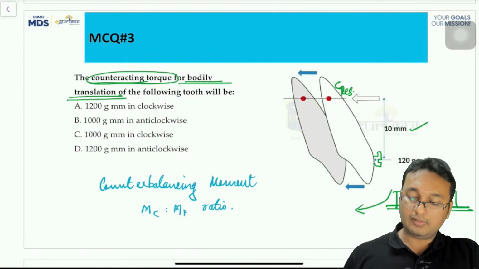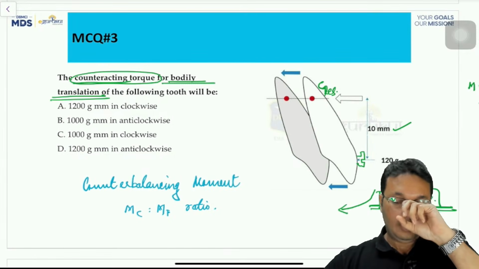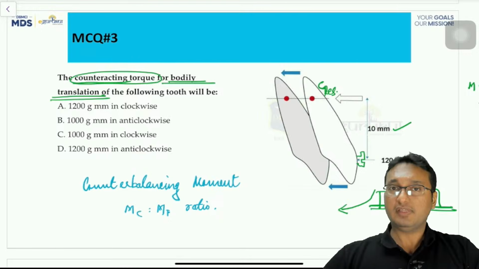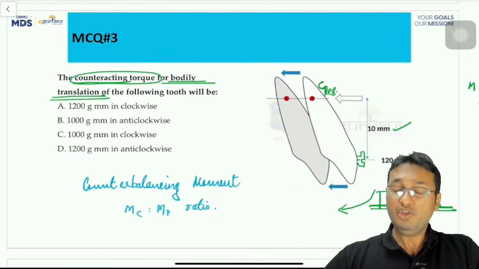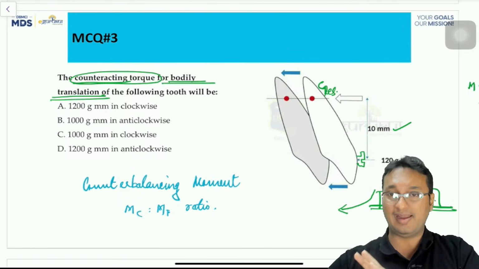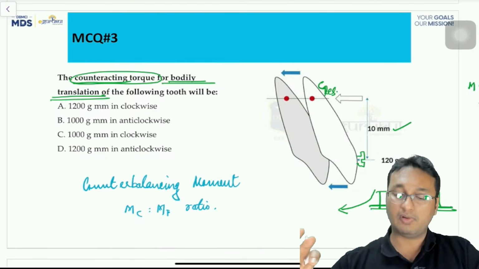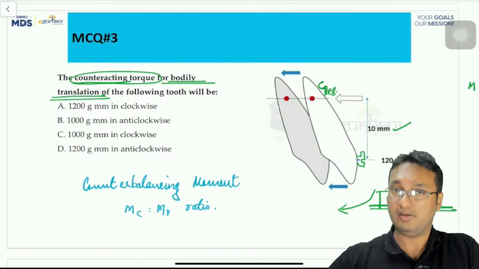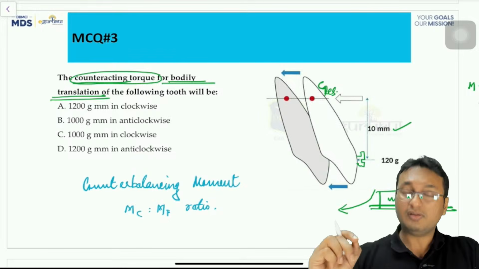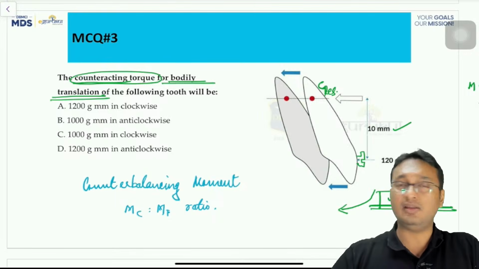Now what is the concept of counterbalancing moment first of all? In most clinical situations, you use a fixed orthodontic appliance. Very rarely nowadays do we use removable appliances, other than aligners. Aligners is a separate topic altogether; we are not talking about aligners. We are talking about simple removable orthodontic appliances like Hawley's appliance. For active tooth movement, we don't use it anymore. Very, very rarely it happens.